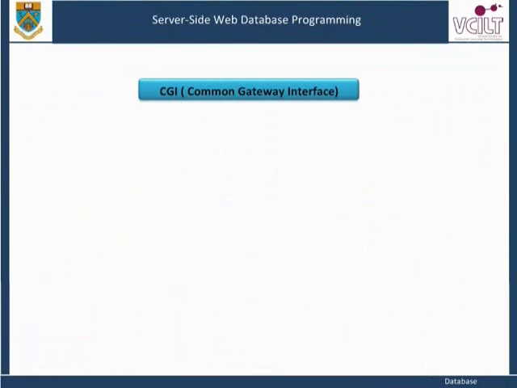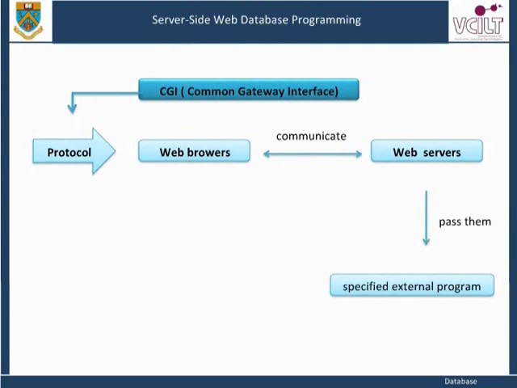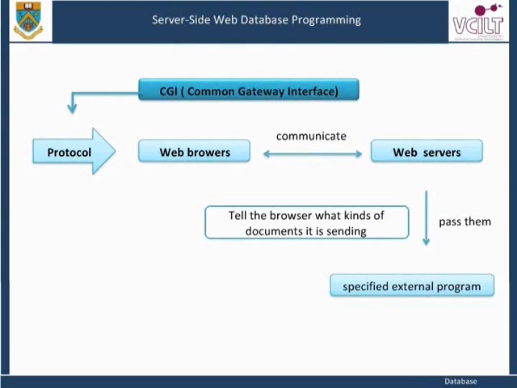CGI, Common Gateway Interface. CGI is a protocol for allowing web browsers to communicate with web servers, such as sending data to the servers. Upon receiving the data, the web server can then pass them to a specified external program residing on the server host machine via environment variables or the standard input stream, STDIN, and tell a browser what kinds of documents it is sending. The external program is called a CGI program, or CGI script.